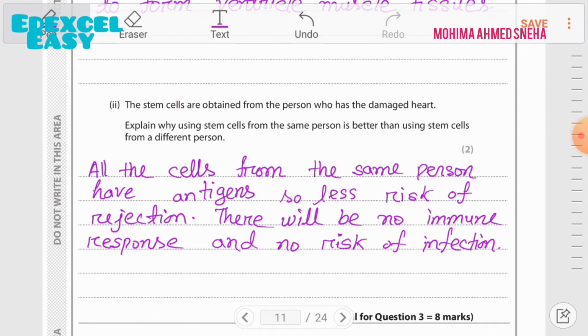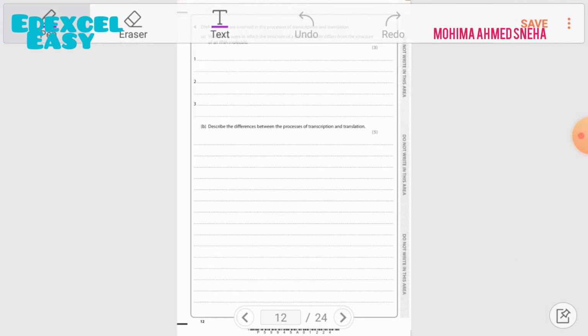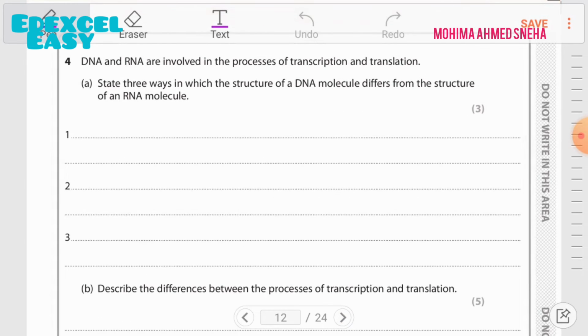And with this, our question number 3 ends. Moving to question number 4. DNA and RNA are involved in the process of transcription and translation. State 3 ways in which the structure of a DNA molecule differs from the structure of an RNA molecule.